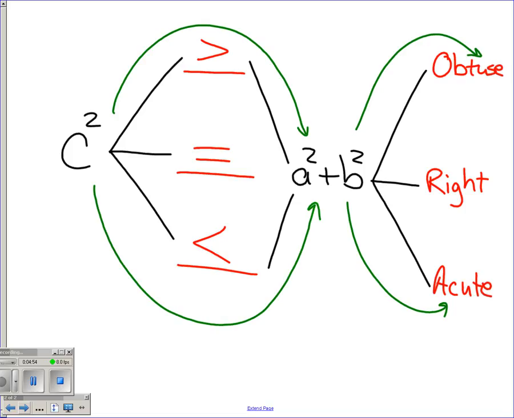Let's take a look at the guided practice at the bottom of page 435. It's just asking, tell whether a triangle with the given side lengths is a right triangle. We want to do more than that. We want to find out what type of triangle it is by its angles. All right? So let's take a look at this first one.